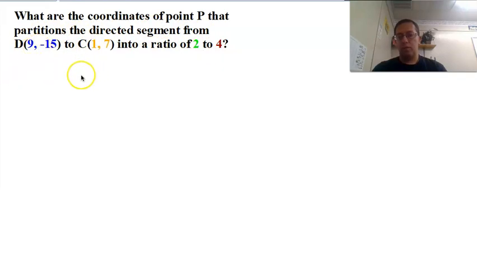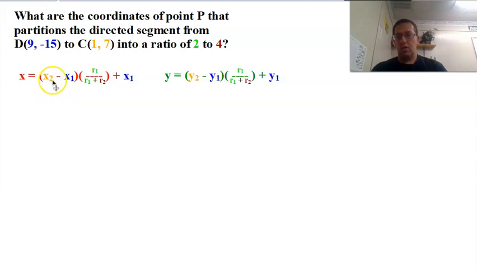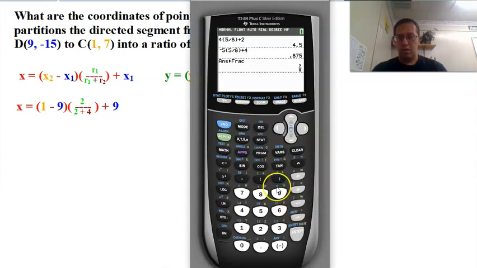All right, so let's start with our formulas. Now that we have the formulas, we can just use them. So we want x2 minus x1, first number of the ratio divided by the two numbers added up, plus x1, and then we'll do the same thing for the y's. All we got to do is plug it in. Right there, just plug in all of the numbers. I got them nice and color-coded for you, makes it easy. Pull out our calculator here, and let's type this in.